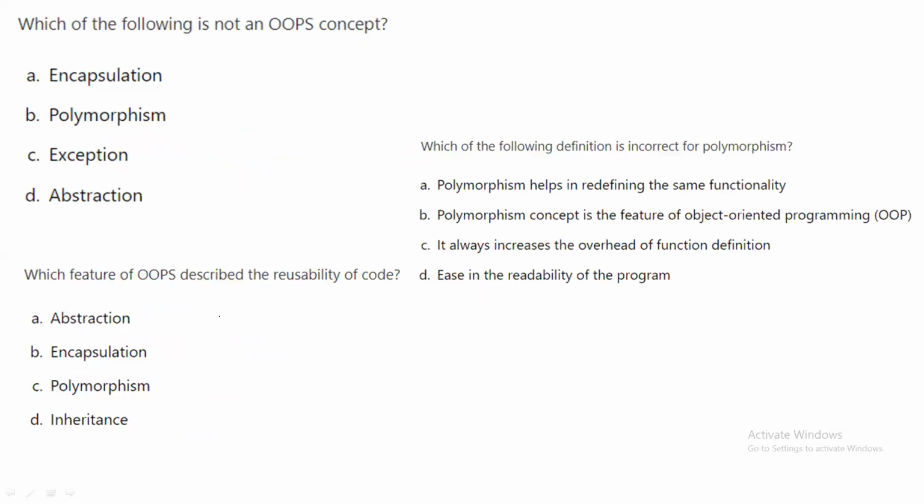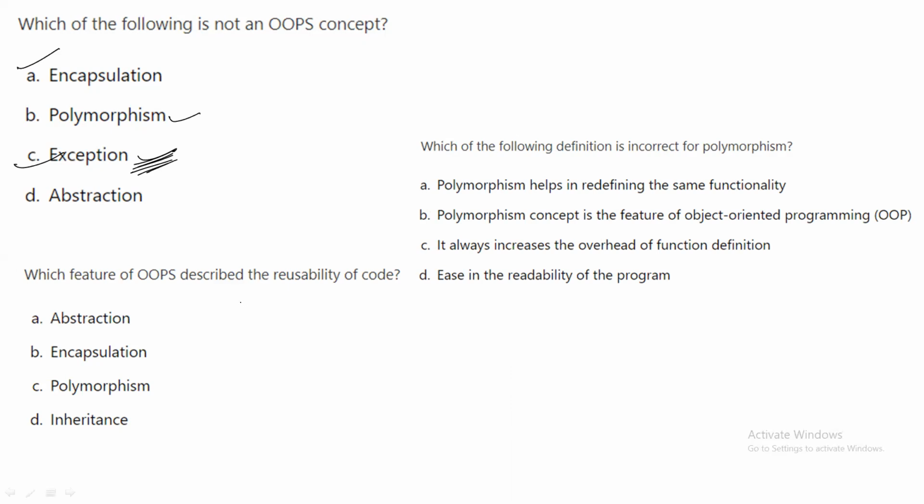Which of the following is not an OOPs concept? Encapsulation. Yes, of course, it is a concept in OOPs, or I would say it's a pillar of OOP. Polymorphism, again a pillar of OOP. Exception. Exception or error is something different from the pillars of OOPs, and it's not part of the OOPs concept, right? So exception will be the correct answer over here. Let's move on to the next question.